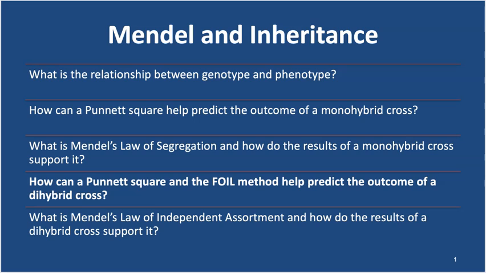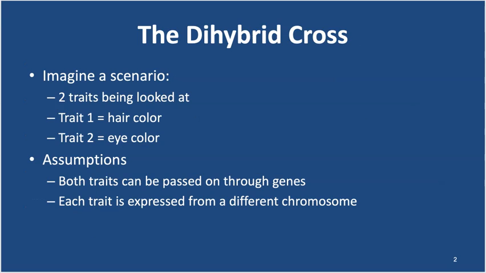To put this into context, whenever there's a cross, you're actually passing on all of the genes from parent to offspring. Just for simplification, in a class like this, we only focus on the passage of one or two genes out of all of the genes that are possible. So let's move to this dihybrid cross. Again, this is looking at two different traits at the same time.